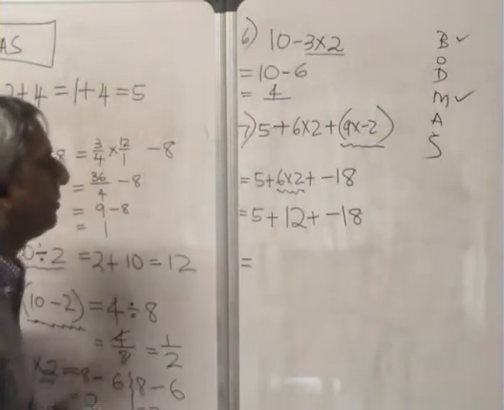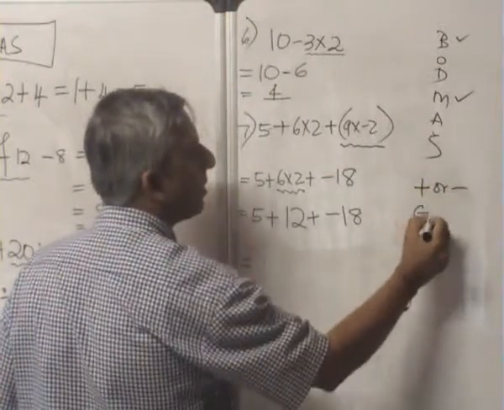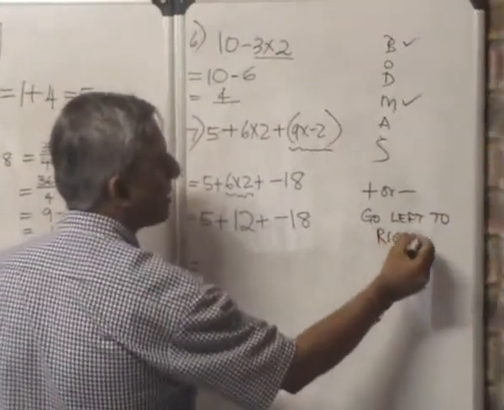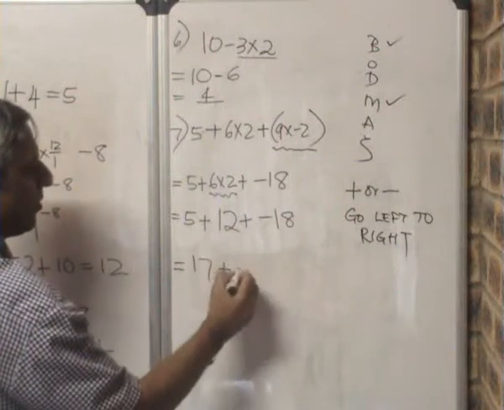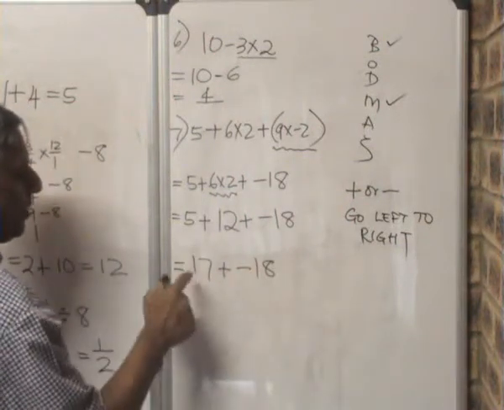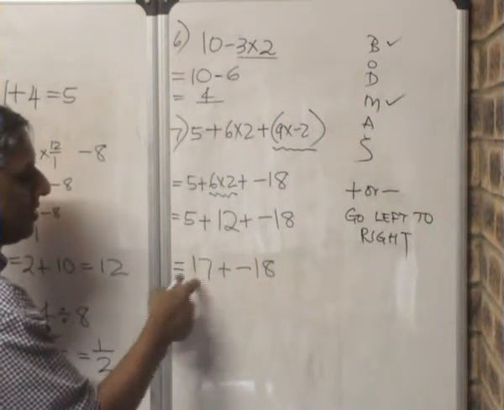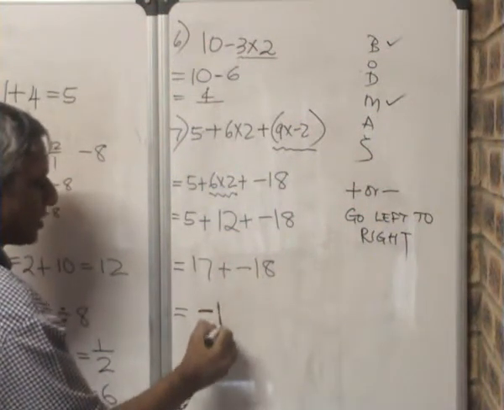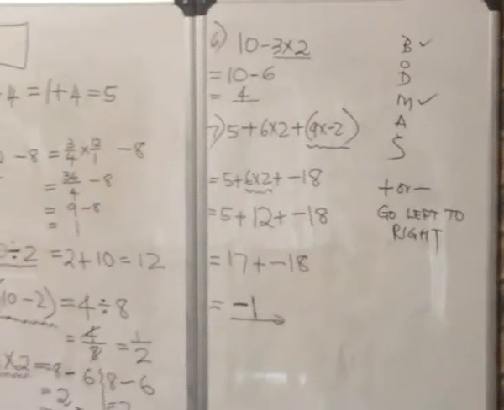Now when we come to this step here, we remember the other rule that when you're adding or subtracting, go left to right. So we're going left to right. 5 plus 12, 17 plus minus 18. Now when you come to this stage, you have to recall your integer rules. Because you got 17, you're owing 18. So you'll end up owing, and the difference is 1. So it's minus 1. So in some examples, you'll have to recall integer rules, and in some examples, you'll have to recall fractions.